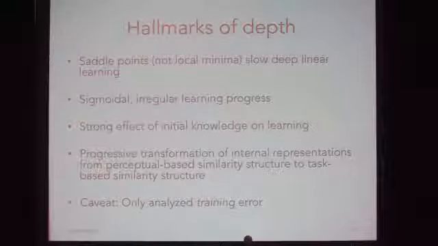Okay, so some hallmarks of depth that we've identified. Well, it seems like, at least in the deep linear case, saddle points are the trouble that can slow down learning. And because of those, you get these sigmoidal irregular learning trajectories. And we've seen that there's a very strong effect of initial knowledge. It depends very sensitively on exactly how this network has been set up. And as far as the internal structure goes, if you look across hidden representations, you can see a transformation from more perceptual representation to a more task-oriented representation.